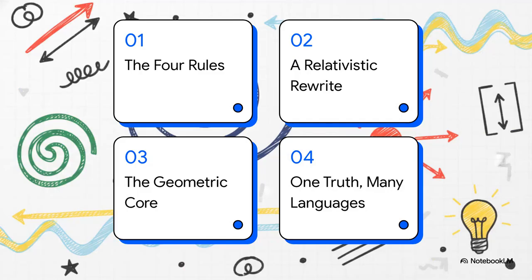Here's the game plan. We'll start with these familiar four rules. Then, we'll see how Einstein's relativity comes in and just rewrites the whole thing into something much simpler. From there, we'll get to the geometric core, the deepest way of thinking about this. And finally, we'll see how all of these are really just different languages telling the exact same story.